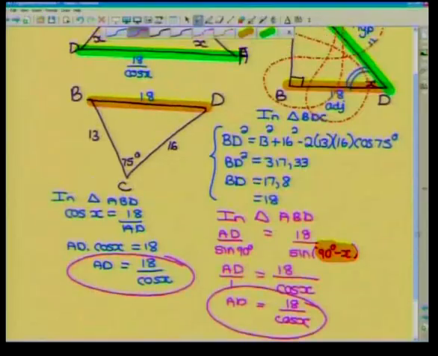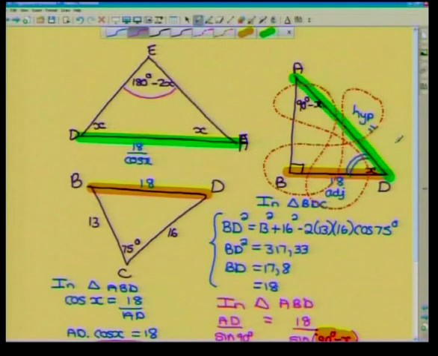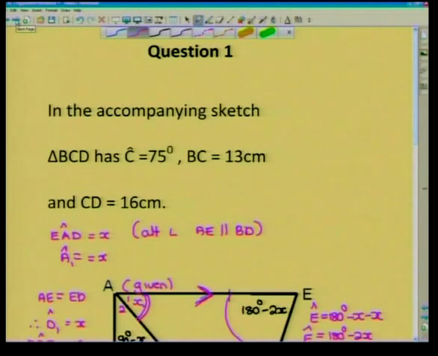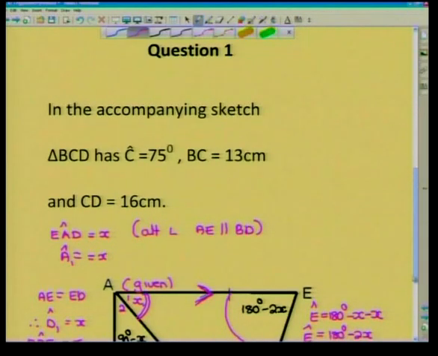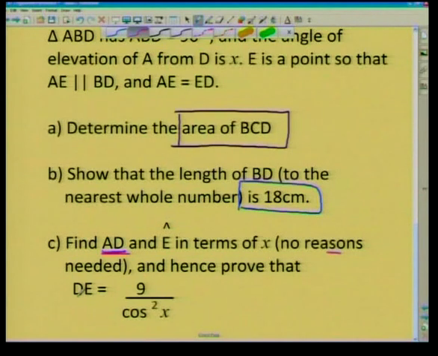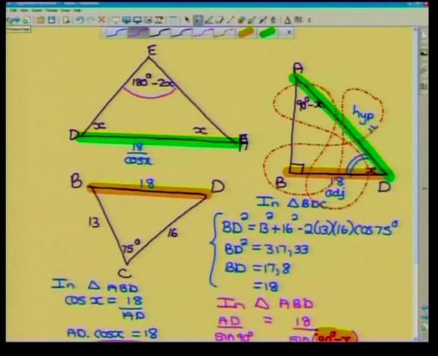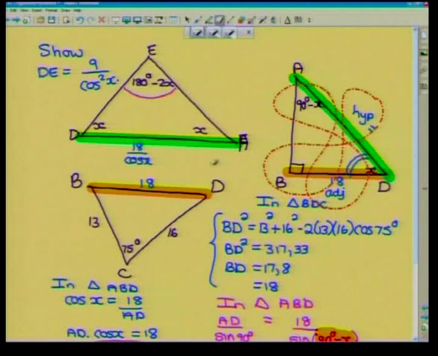Right, let's go back to the actual question, which asked me to find, in fact I better remind myself because I think old age has set in. Let's quickly go and have a look and see what that question asked. Yeah, it said show that DE is equal to 9 over cos squared x. So it says show, and that's always important, show that DE is equal to 9 over cos squared x. All right, so now looking at that, let's get this drawing out of the way. We don't really need it anymore.